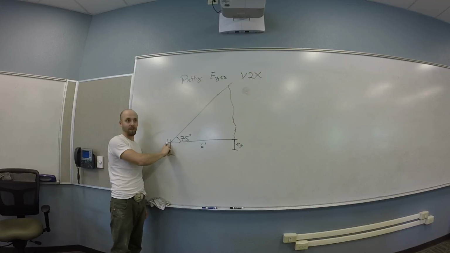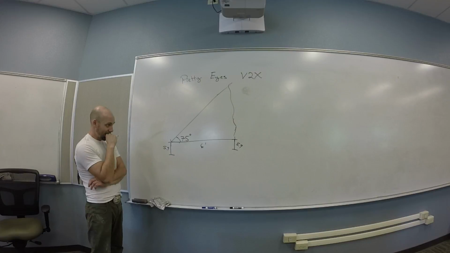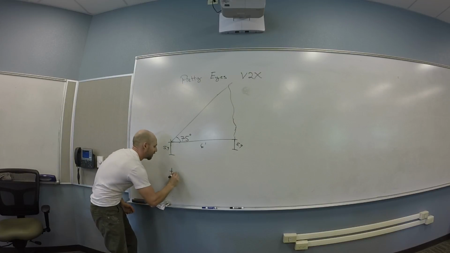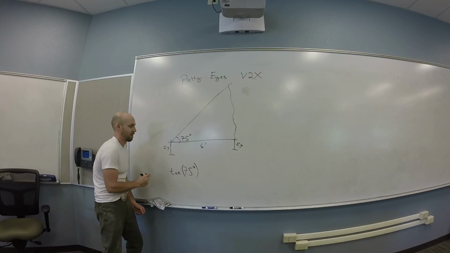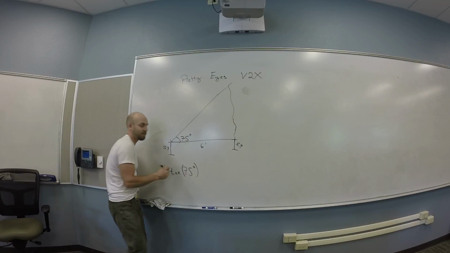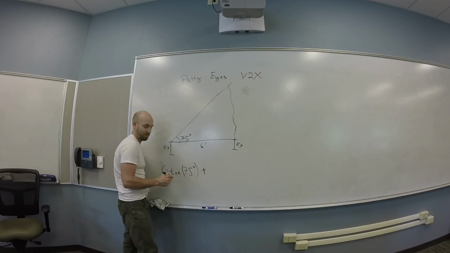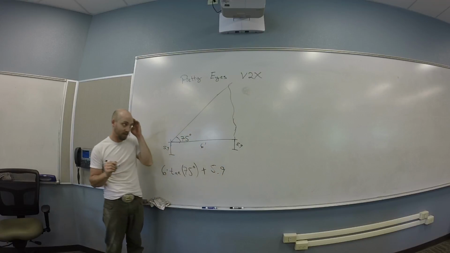You guys see this? Okay, so what do they need? Tangent, 75 degrees. And then they need to times it by 6 feet. And they need to multiply by their 6 feet. And then they need to add 5.9. What are some words of warning that you have to be careful with doing this calculation?